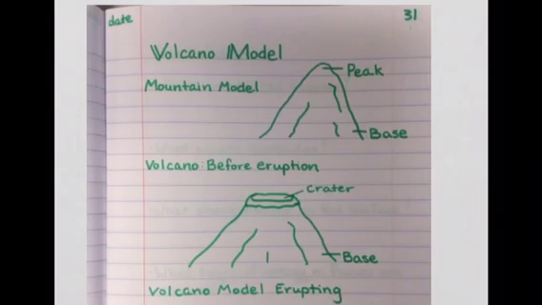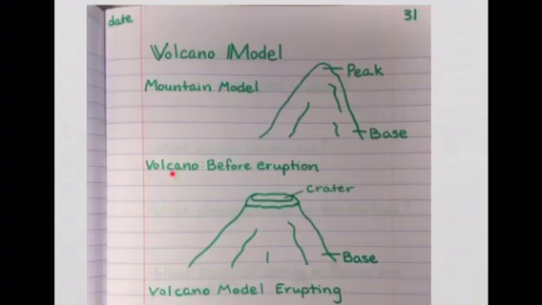Okay, now if you could go to page 31, put in the date. We are going to create a journal entry for our volcano model. Okay, first we need to draw a mountain. Okay, and I want you to label the peak and the base of the mountain.